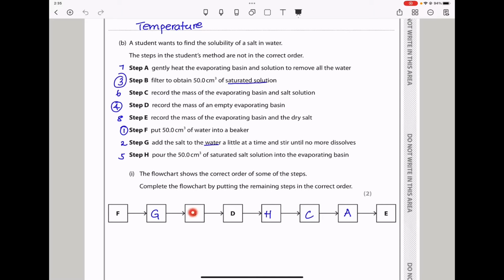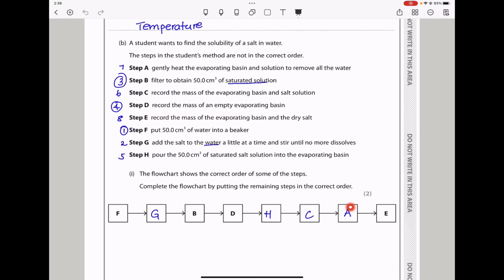Then the next step is going to be B, which is filter to obtain 50 centimeters cubed of a saturated solution. And then D was record the mass of the empty evaporating basin. Then we have to pour the saturated solution into the evaporating basin. That's why I chose H. Pour 50 centimeters cubed of saturated solution into the evaporating basin. Then after that, we need to record the mass of the evaporating basin and the solution. That is why I chose C, record the mass of the evaporating basin and the salt solution.